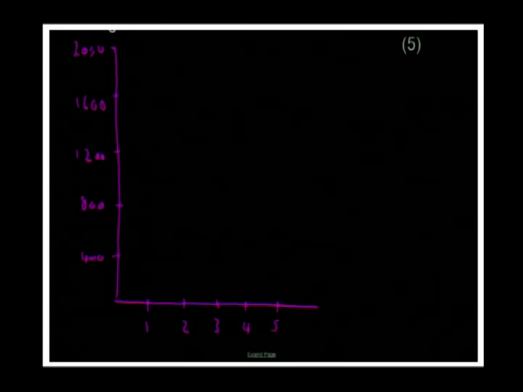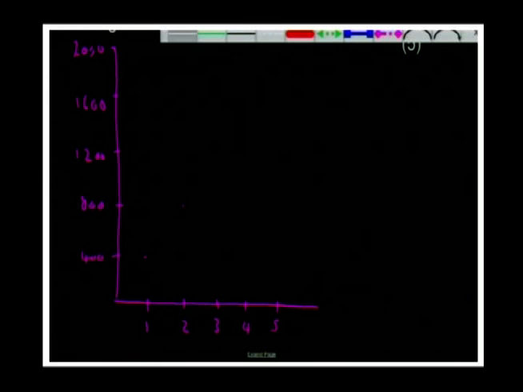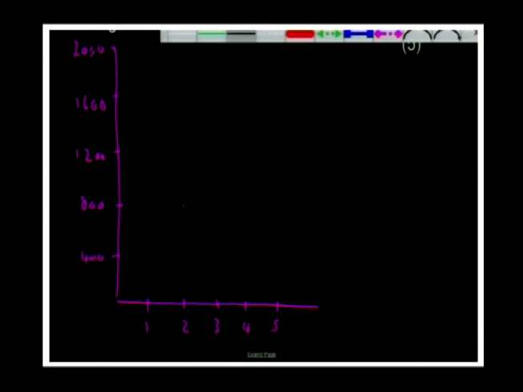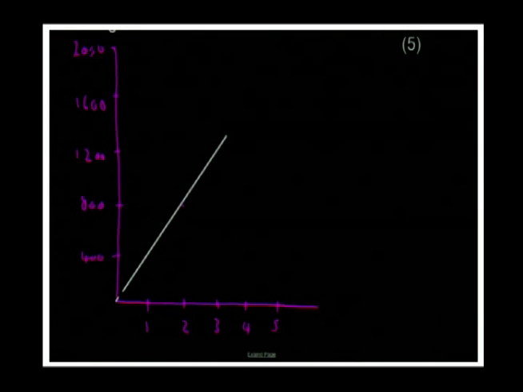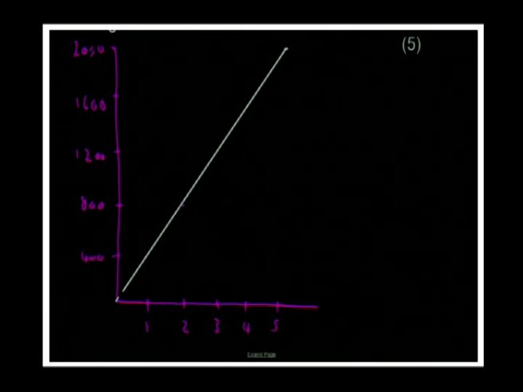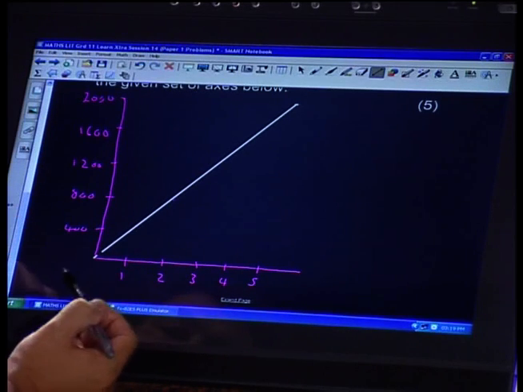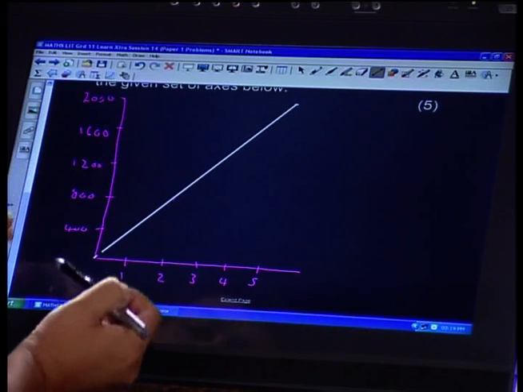Now, I'm going to plot that. 1 second, 400 meters. 2 seconds, 800 meters. And so what we're going to do then is we are going to land up with a line that's going to actually join all those dots together. So I've got a whole lot of dots. 1 second to 400, there it was. 2 seconds, 800 meters away.